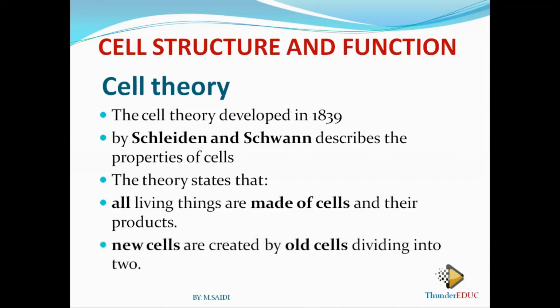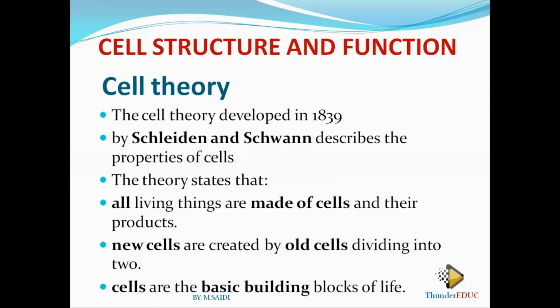Number two is that new cells are created by old cells. It means that you have the old cell and then you get a new cell, by reproduction. Then number three, cells are the basic building blocks of life. As I say, all living organisms have cells, so they are the building blocks. One cell, another cell, another cell, then they form what you call an organism. So without cells, no life.